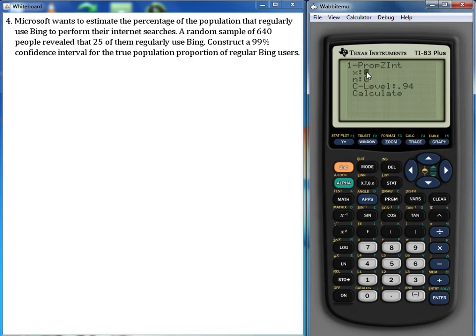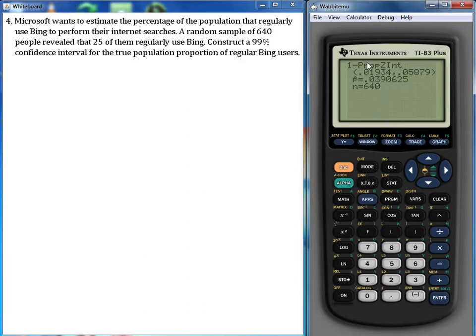And here we need to input our data. We have, let me do n first. N is the sample size, so that's 640. X is the number, in this case, the number of Bing users out of that sample. So 25 out of the 640. So it's the number of people or sample items that favor your event, is one way of stating that. Confidence level is 99%, and the calculator will take care of all the formulas and whatnot and give us the results here.